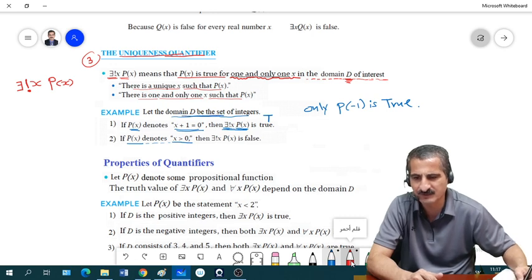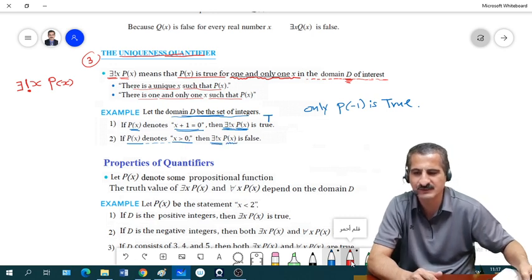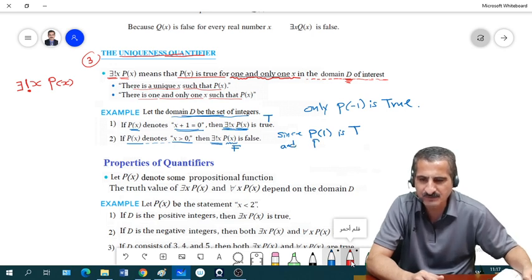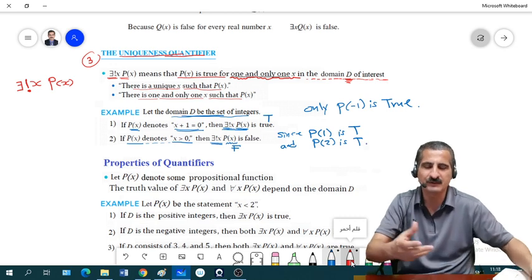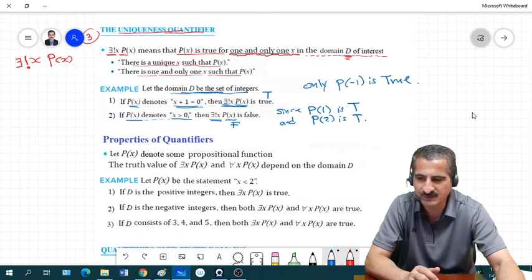So another example, p of x denotes x is greater than 0, and still we have the domain D to be the integers. Then this says there exists a unique integer such that this integer is greater than 0, and this is wrong, so the whole statement is false. And the reason is, we have more than one value that satisfies the predicate p, like, for instance, p of 1 is true and p of 2 is true, so more than one value. So there exists a unique x such that p of x is false.